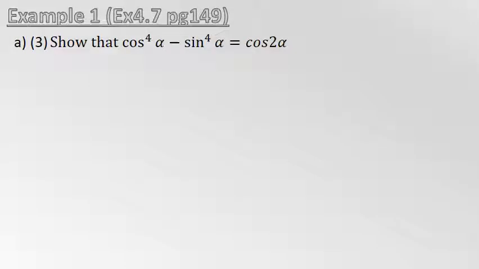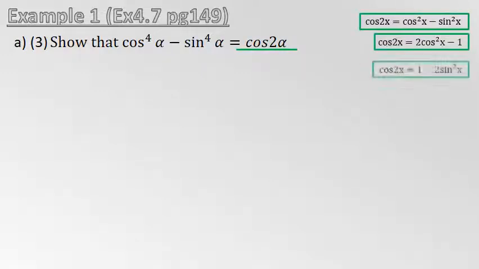So this first example looks relatively scary because of those exponents, but when you break it down and you lay out your options, you see that it's really not that bad. I'm sure you've recognized that on the right-hand side of this equation, there is a cos double angle identity. So let's keep the 3 options available at the back of our minds.